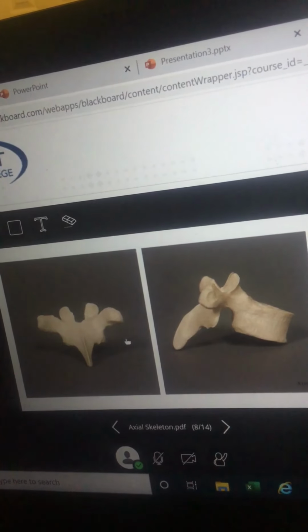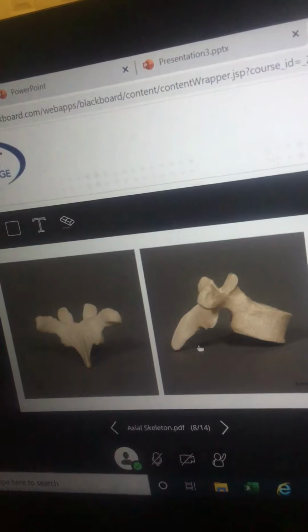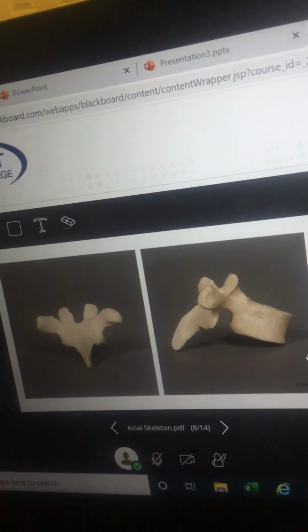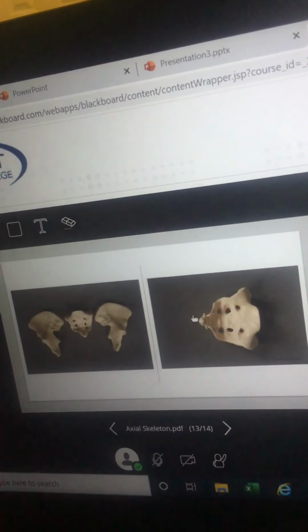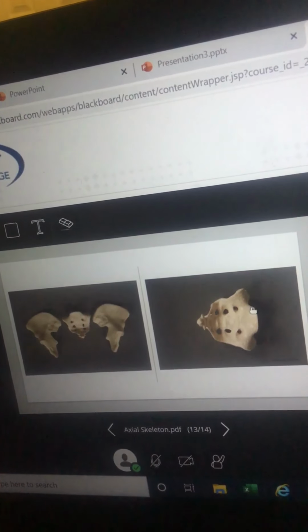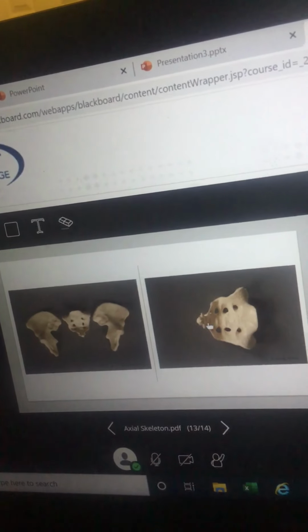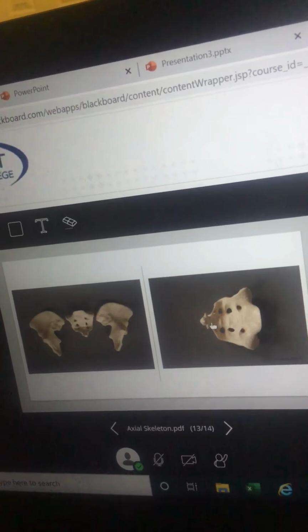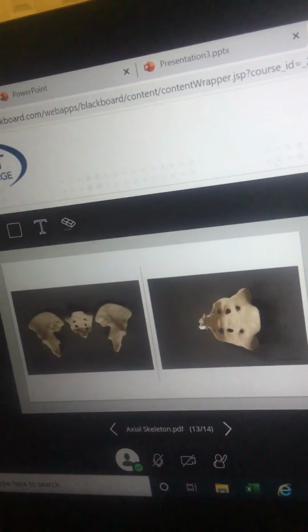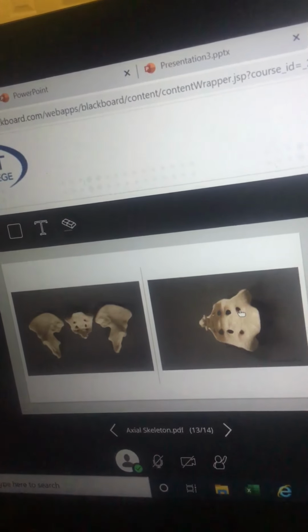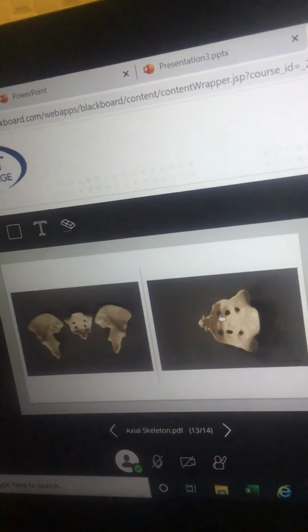I'm checking to see what you need to know. Oh, here we go. Sacrum. So this is the base of the sacrum. And the pointy part is the apex. And of course, you have the coccyx. You have the sacral foramina. Do you have to know that? You do. Sacral foramina.